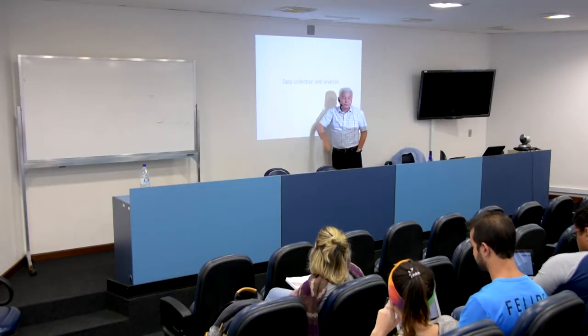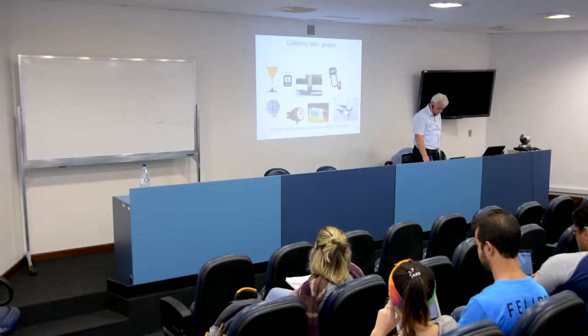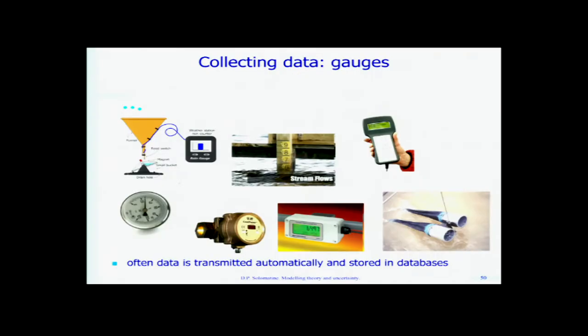You remember we started with data. So where do we collect this data? Gauges first. If we talk about water, you have to measure the levels, the velocity, the quality, the temperature, and so on. There are many gauges nowadays, and some of them are becoming cheap, actually.